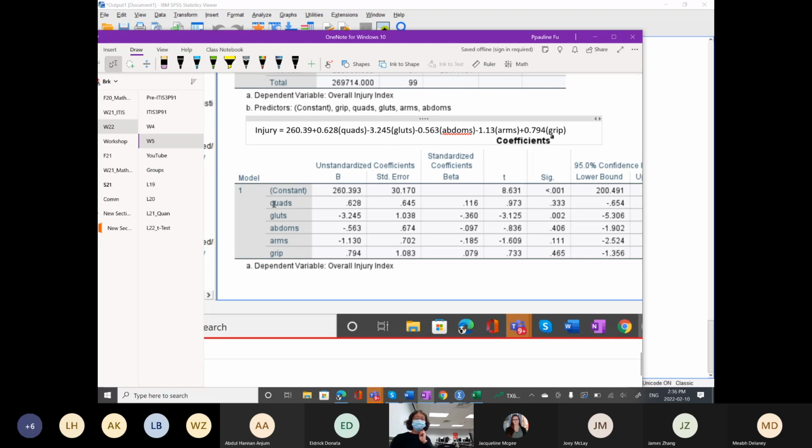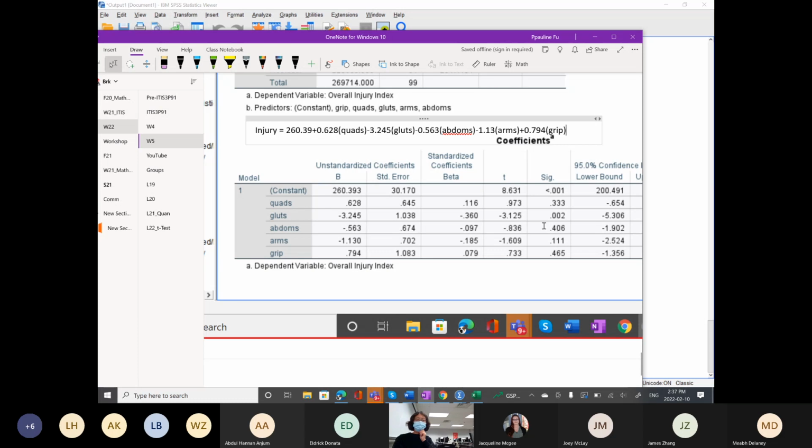The p-value for quads is 0.333, not significant. If something is not significant, you can delete this variable from the equation and rerun the model so that it has only 4 x. Why do you want to delete quads? It is not significant. Next, gluts, the p-value is 0.002. This p-value is smaller than alpha. It is significant. You keep this variable.